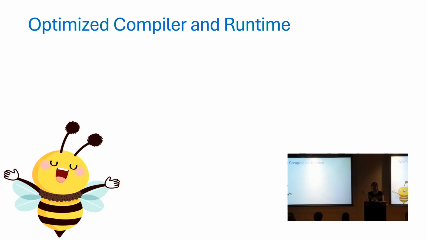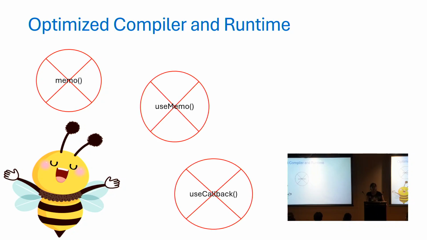Okay, let's start with the optimized compiler and runtime, which means no useMemo and no useCallback anymore. To be honest, as a front-end developer, when I was in interviews and they gave me technical tests or technical questions, they asked about these, and they weren't easy to learn, and it was hard to pass the technical. And when they released this compiler, I was exactly like, hey, what a big relief.